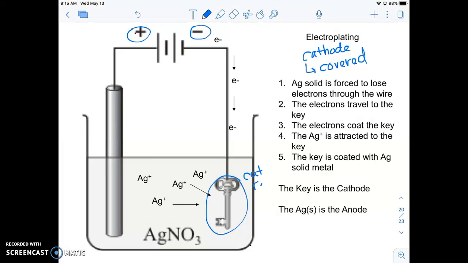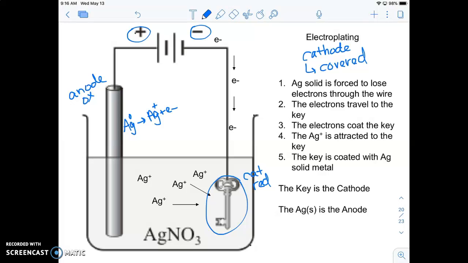I'm going to show that reduction is occurring there. And I'm going to label my anode. And that's where oxidation is going to occur. Okay, so what's happening here? I'm starting off with silver metal. Right? So for silver to get oxidized, it has to turn into a positive ion by losing an electron.